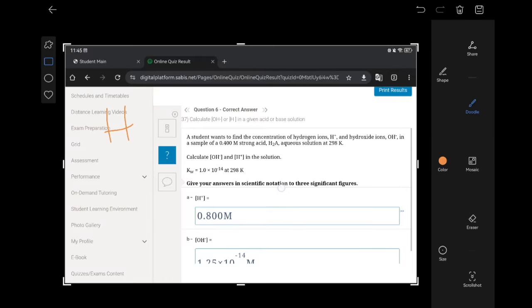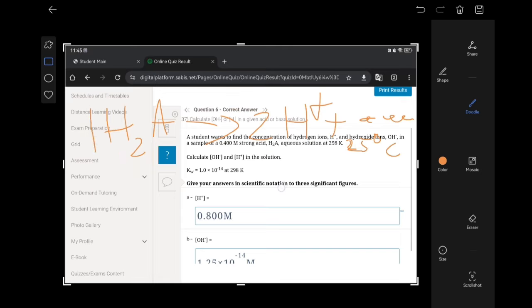So here, look. A student wants to find the concentration of hydrogen and hydroxide ions in a 0.4 molarity acid, H2A, at 298 K, or 25 degrees Celsius. This is important. H2A gives you 2H plus, forget the A, it gives you 2H plus something. So what's the ratio? It's 1 to 2, not 1 to 1. Forget the subscript, ignore this for now, we're looking at the coefficients.